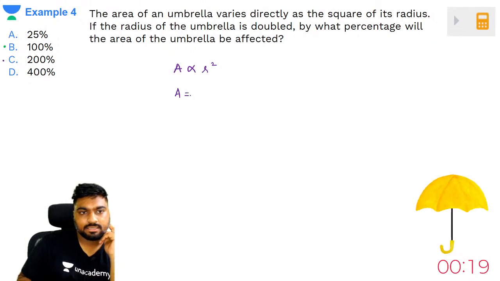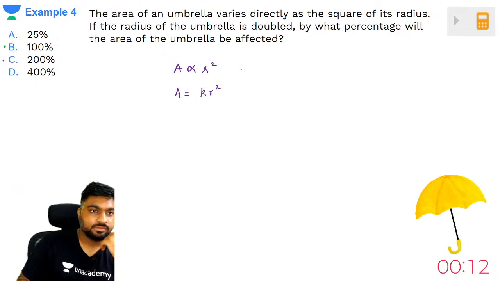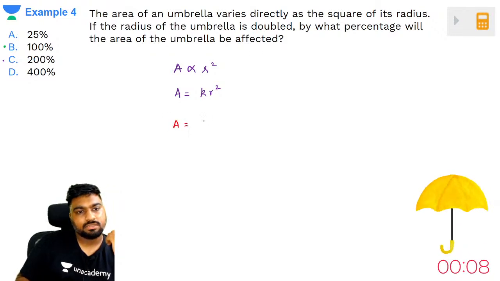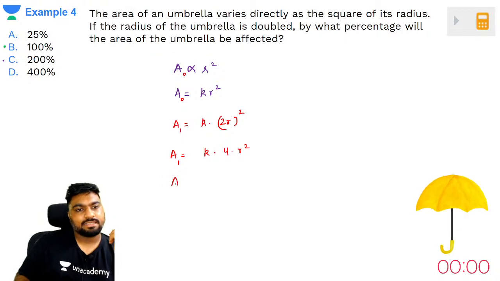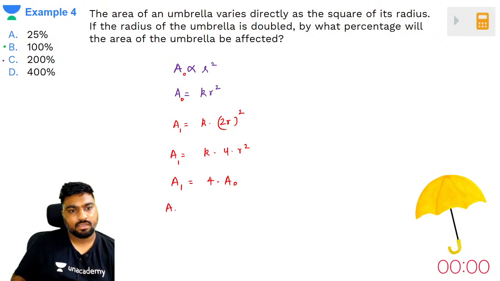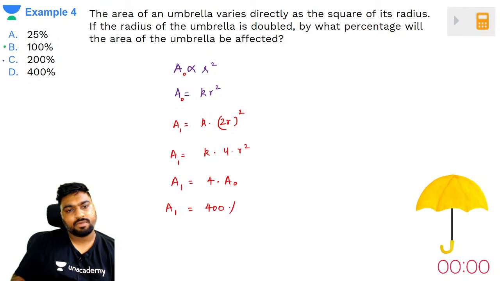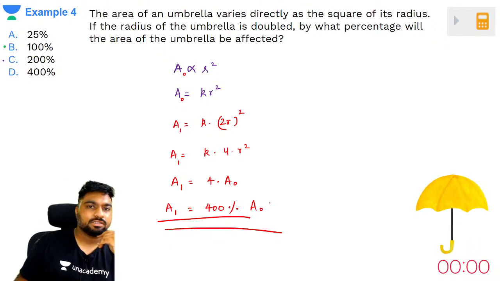So area is given as k into r squared. Now they're saying the radius is doubled. So the new area, let's say a1, with the original a0, is k into the double of the radius squared. So a1 is k into 4 into r squared. So can I say a1 is 4 times k r squared, which is a0? So a1 is equal to 400% of a0. Agreed?